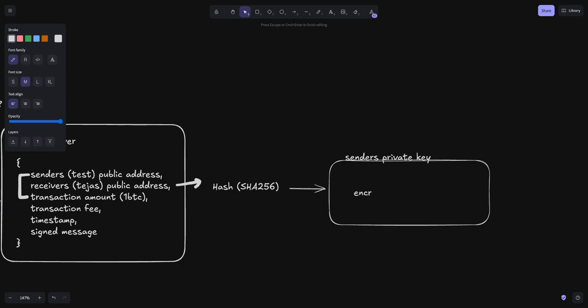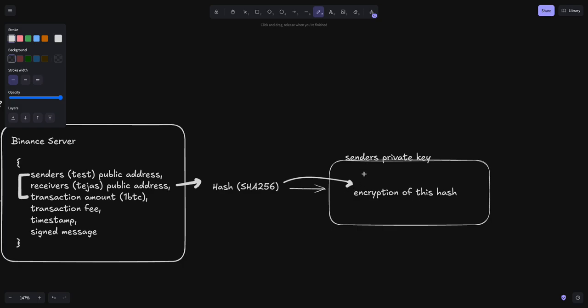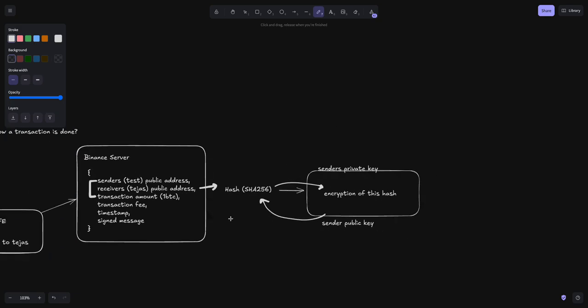Encryption of this hash. If you don't know what encryption is, with the help of a private key, I can change what this hash looks like, and then with the help of the public key, which is available all over the internet, I can also decrypt it. With the sender's private key, I can make this hash look very different, but with the sender's public key, I can decrypt this again and make it the hash again. Okay, how is it used? We will have a look at this later.